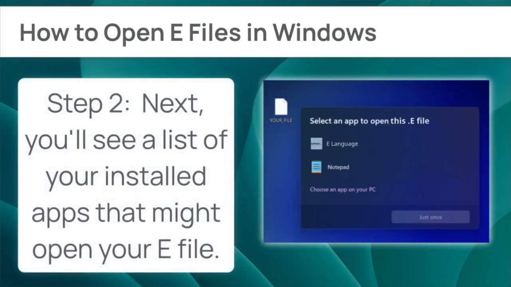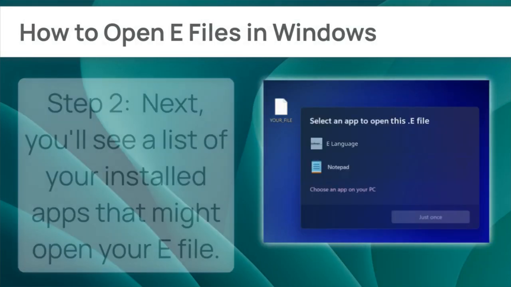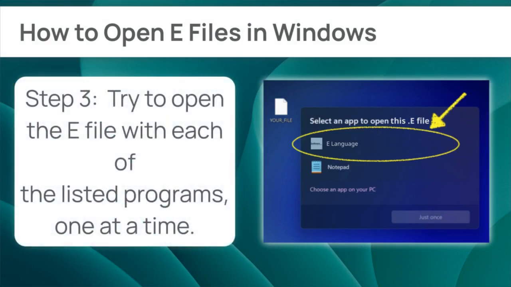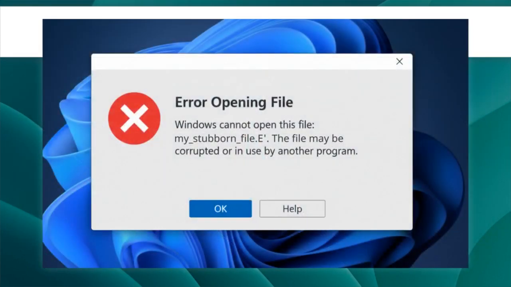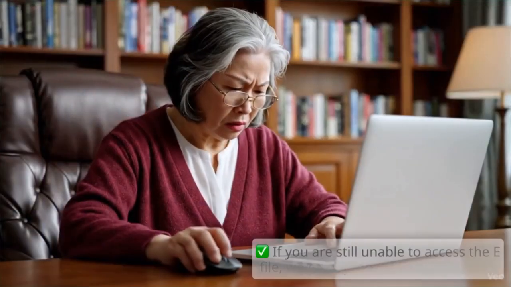Right-click your E file and click Open With. If E language is an option, try it. If it fails, select another program. We must find the right software association. If you still cannot open your E file, that is okay. Since the software rejected the file, we need to find the root cause.